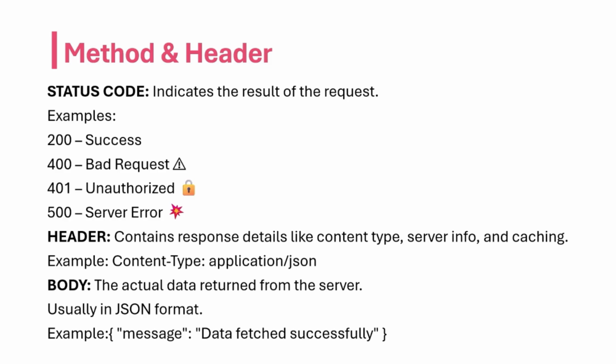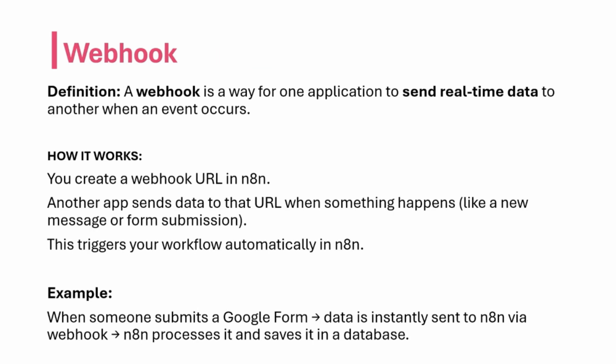Then we will see what is a webhook. Generally, it is the inverse of an API, like vice versa. Well, let's see its definition. A webhook is a way for one application to send real-time data to another when an event occurs. Basically, a webhook is an event-based function, which means that you don't have to request data; it is pushed to you instantly.